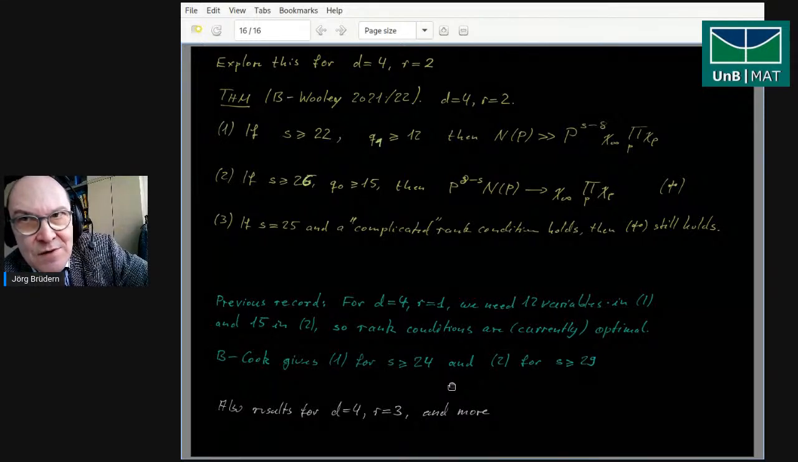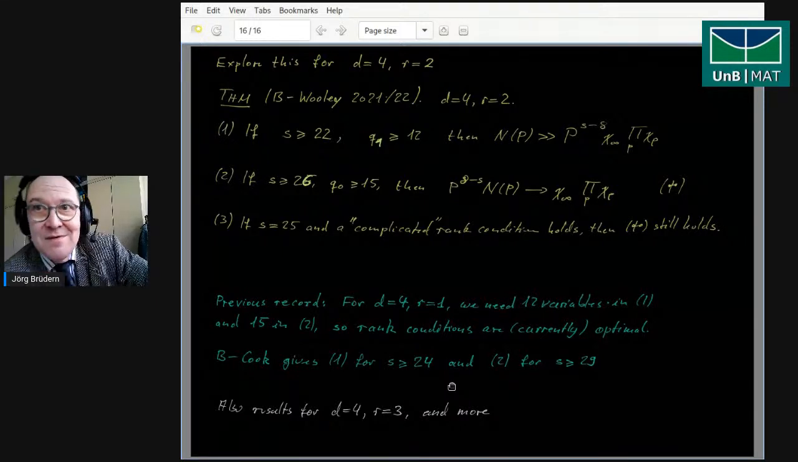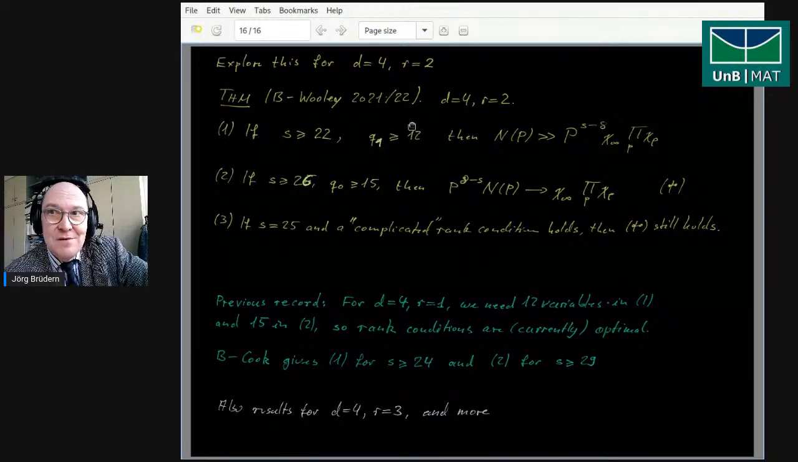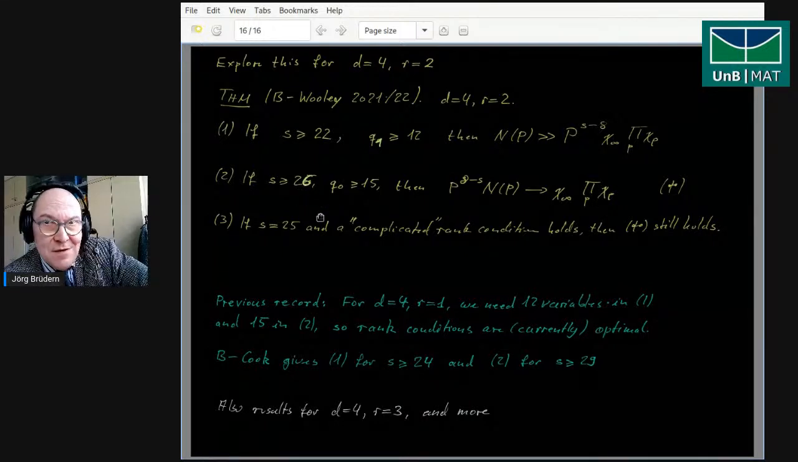And for simplicity, I only look at quartic equations, and again, I only take 2 equations. The result is when S is at least 22, and Q1 is 12. Remember, it was this one result, we need 12 variables for a single equation. Then N of P behaves correctly from below. And we have the Hasse principle asymptotically if I have 26 variables, assuming that, sorry, misprint, Q1 is at least 15. And that also is the current record for the asymptotic behavior of one quartic equation.